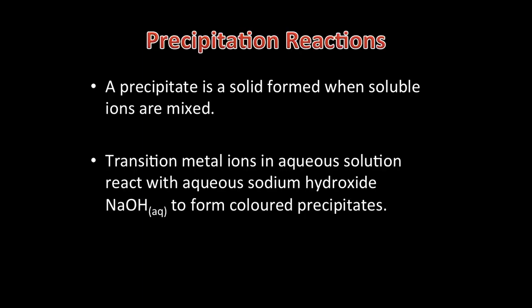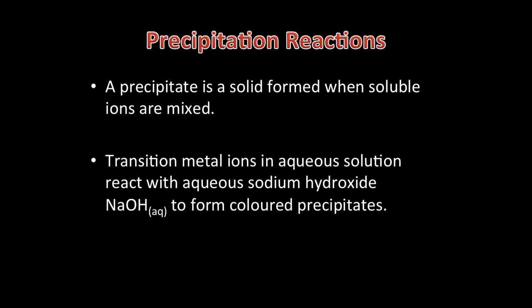We're now going to move on to the precipitation reactions of the transition metals. A precipitate is a solid that forms when soluble ions are mixed together. The precipitate has the state symbol s for solid, as it is insoluble. When sodium hydroxide is added to a soluble transition metal ion, a solid precipitate is formed, and the solid precipitate is the metal hydroxide. Sodium hydroxide is often used in analysis because these compounds can be identified through the colour of their metal hydroxide precipitate.